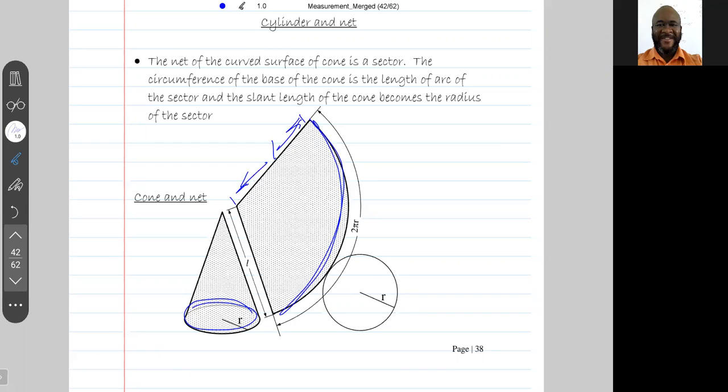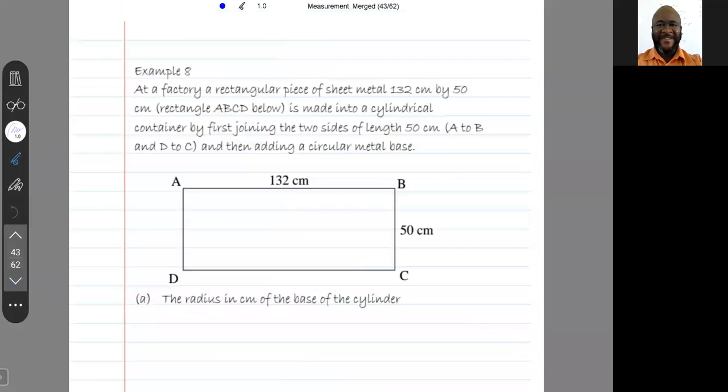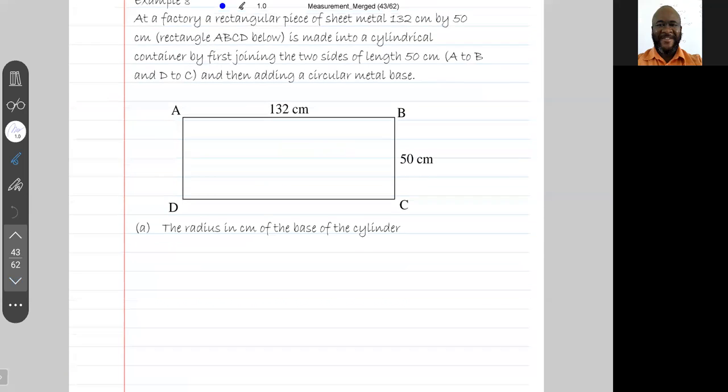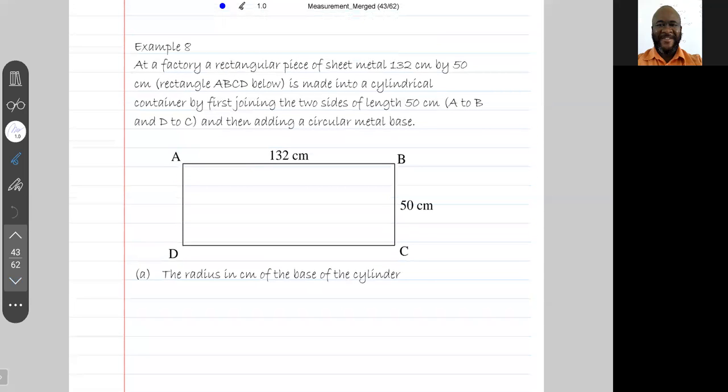All right. So we're looking at net shape. This is what happens when you open out your shape and lay it flat on the ground and show it flat out. The shape that you get is called the net. All right, let's turn the page and see what's coming next. So here is example 8, which is a question on the net. All right, let's have a look at this.